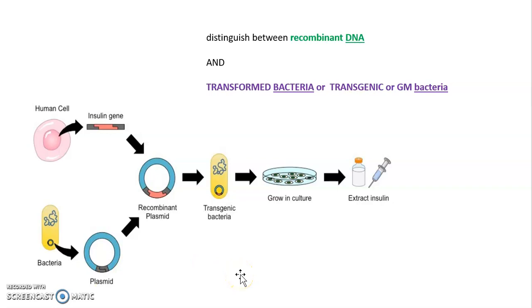This again is a reminder. We've got the human cell, the insulin gene, the bacteria, the plasmid, cutting it, recombinant DNA, transgenic bacteria, growing in culture, so we've got lots and lots of them, and then we can extract the insulin. Some words to just be careful with. When we talk about recombination, we're talking about recombinant DNA. It's not recombinant bacteria. Rather than recombinant bacteria, we say that we've got transformed, transgenic, or even genetically modified bacteria.